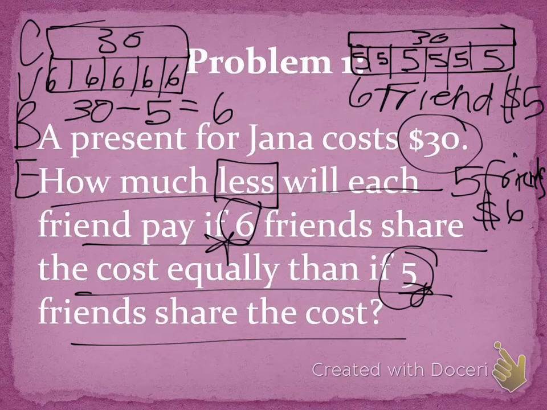It looks like I've done a lot of work, but I still haven't even answered the question. The question is, how much less will each friend pay if 6 friends share the cost equally than if 5 friends? So I know that if 5 friends are sharing it, they're spending $6 each. And if 6 friends are sharing it, they're spending $5 each. So because it says how much less, I know I need to subtract. So 6 minus 5 just gives me 1. So if I were writing my answer in a complete sentence, I would say that 6 friends would pay $5 each, and 5 friends would pay $6 each. Therefore, it would be $1 less if 6 friends split it compared to 5.